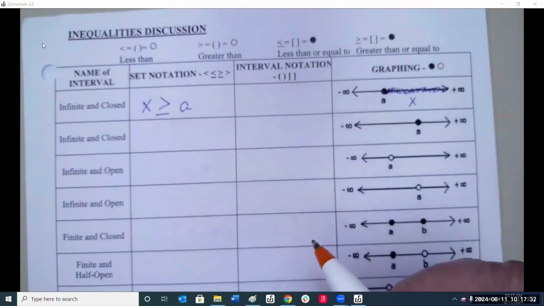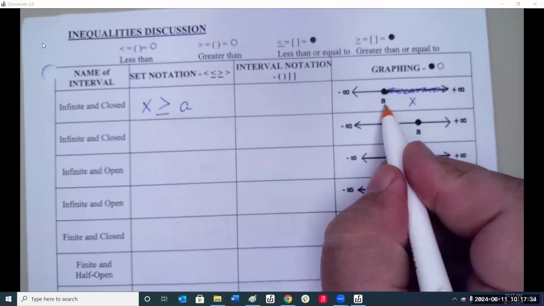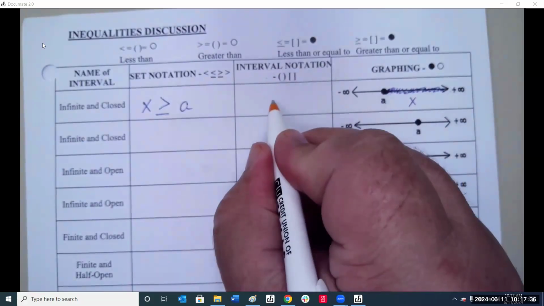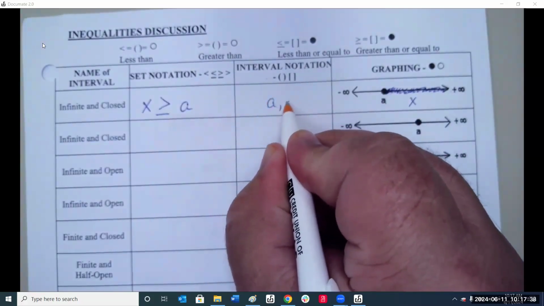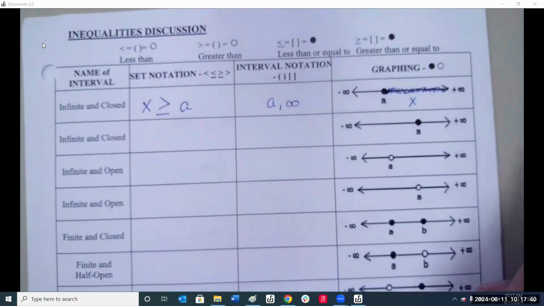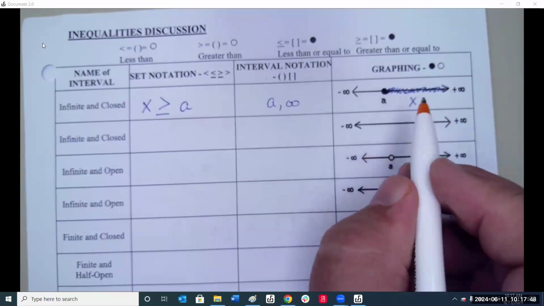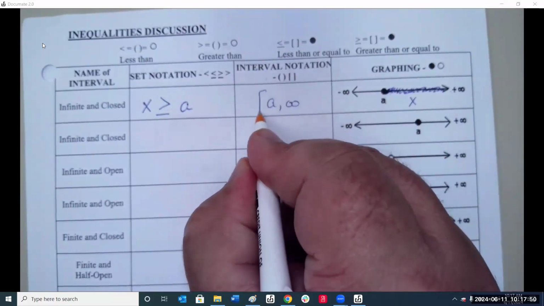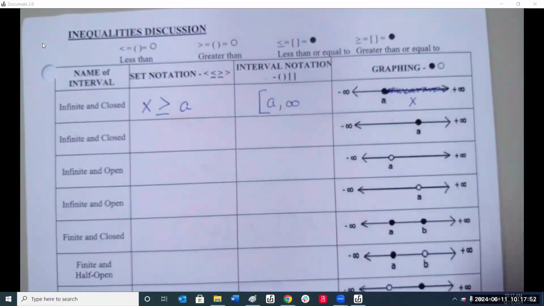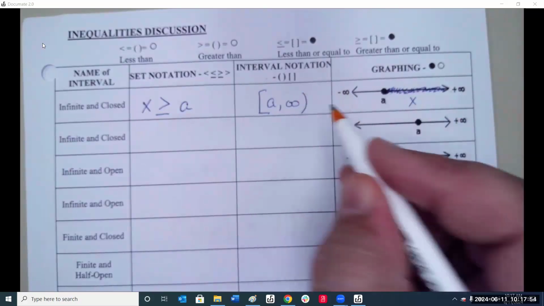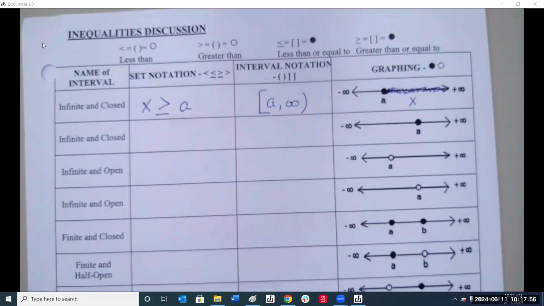In interval notation, I look at where I start and end. I start at a and I go to infinity. That's what the picture is showing. Can I include a? Yeah, since it's a solid dot, I can include a. That's a bracket. I can never use a bracket with infinity, so that's a parenthesis.